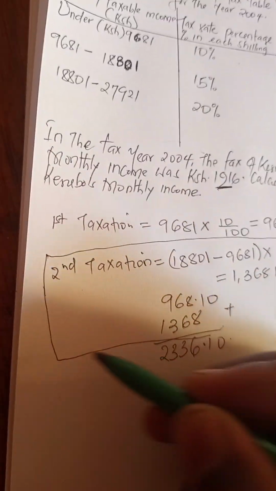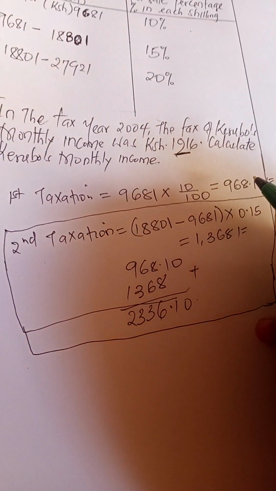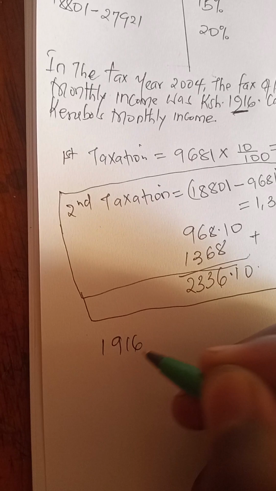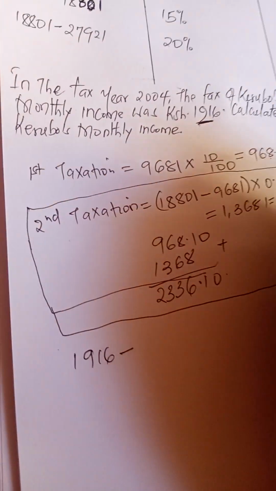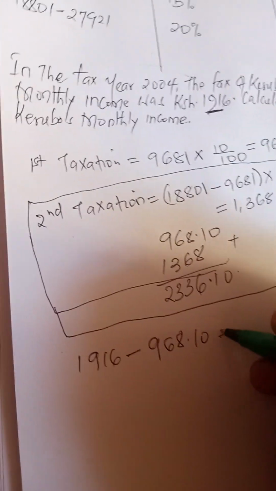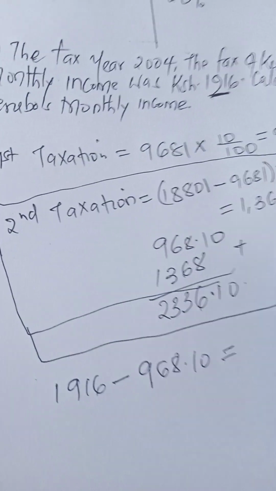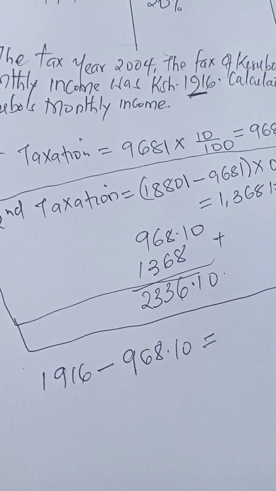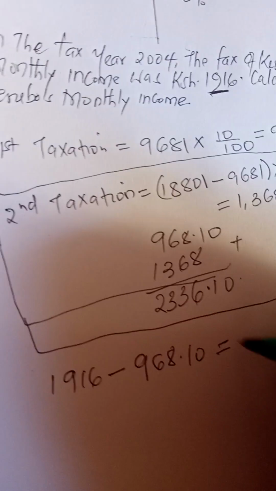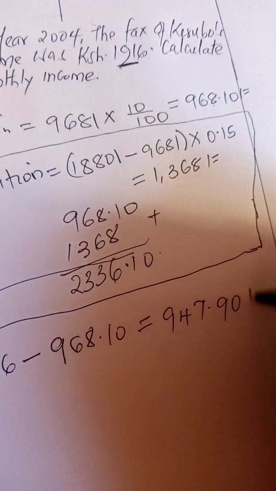Rather, what we shall do is take the difference between the tax Kerubo paid, which is 1,916, and subtract the tax she paid in the first tax band, which is 968 and 10 cents. 1,916 subtract 968 and 10 cents, we get 947 and 90 cents. So this is the amount we get.